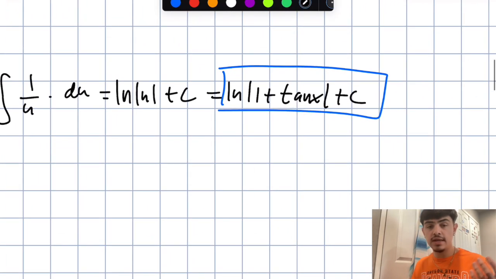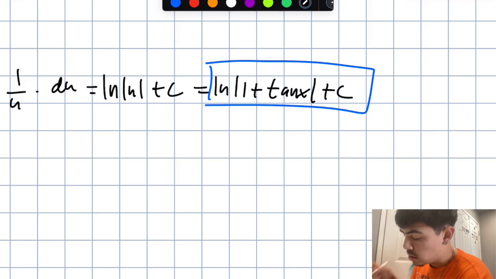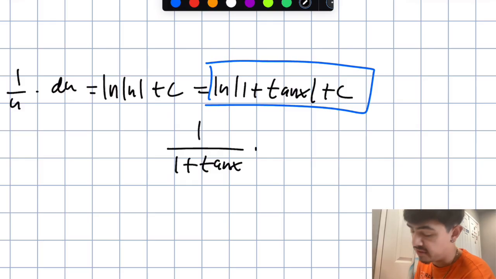And remember, quick side note, if you want to double check your work, like on a test or something, you can just take the derivative of your final answer. So we can do that real quick. I'll just do it for you guys. Derivative of natural log is just 1 over whatever is on the inside times the derivative of the inside. 1 plus tangent, derivative of that is secant squared.